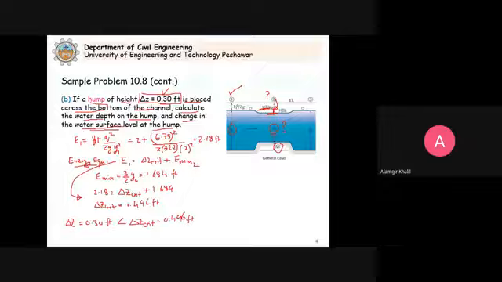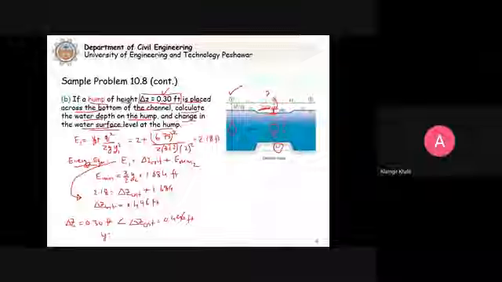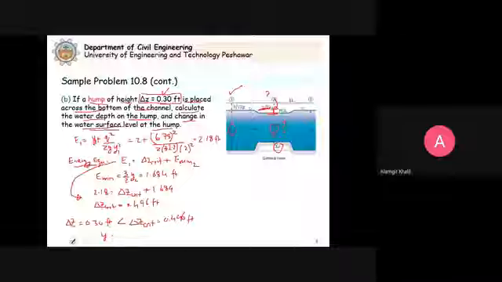So what it means? It means that critical depth does not occur. This critical depth YC will not occur. Clear? YC will not occur. Critical depth will not occur. So there will be no damming action.